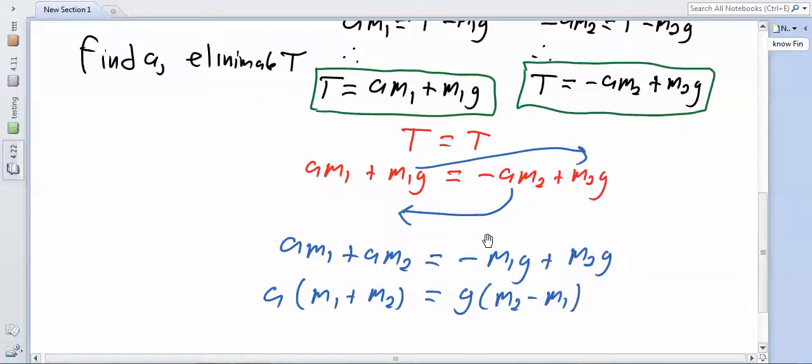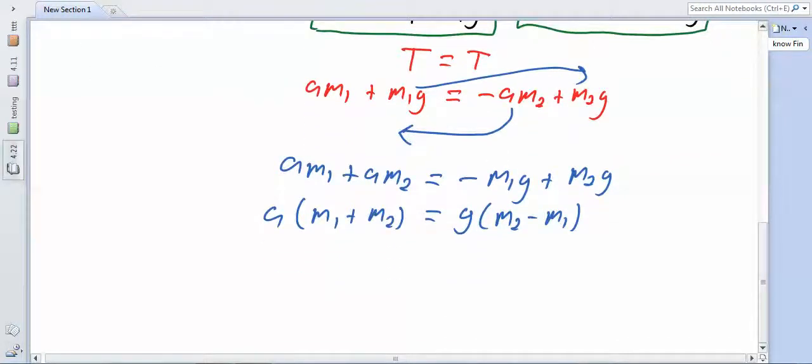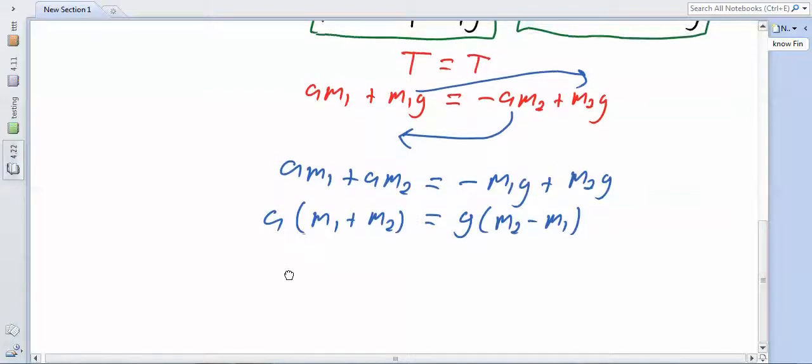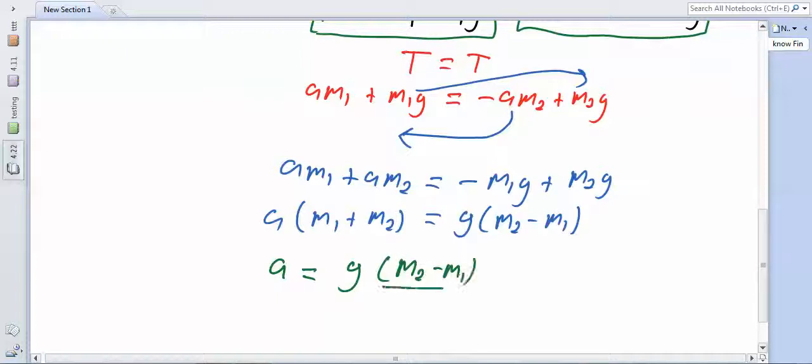And now I can do one more step in order to solve for the value of a. All right, we'll do that in green. So it's going to be equal to g times (m2 minus m1) divided by (m2 plus m1). And so we have all the numbers in the problem. The mass 2 is 9.2 kilograms, the mass 1 is 3.6, and if you put those numbers in your calculator, you get 4.3 meters per second squared.